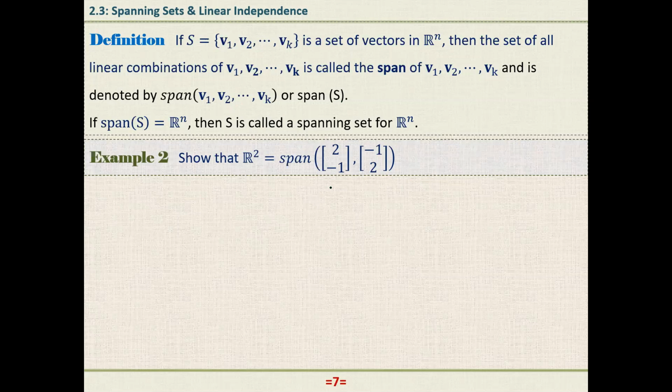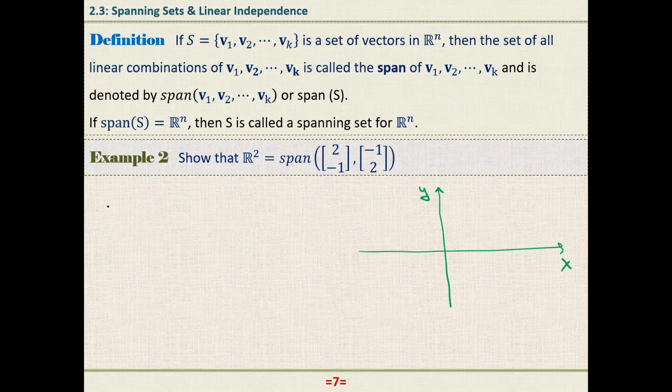For example, in this example, show that R2 is the span of these two vectors. What does it mean? When we say R2, we mean two-dimensional space. That's our coordinate system, here we have Y, here we have X. Show that R2, two-dimensional space, is equal to the span of these two vectors, that is, all the linear combinations of these two vectors.